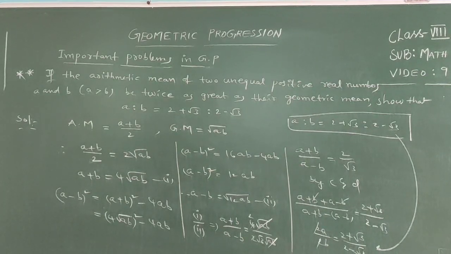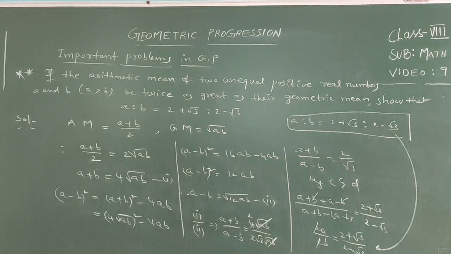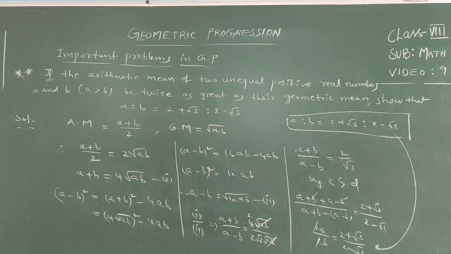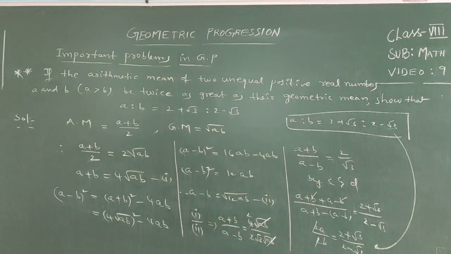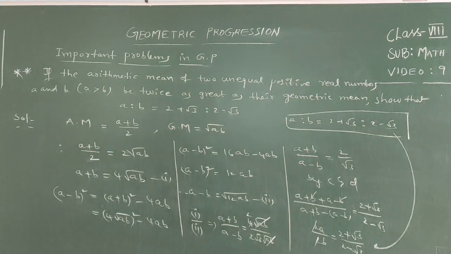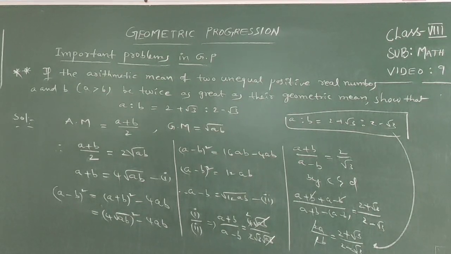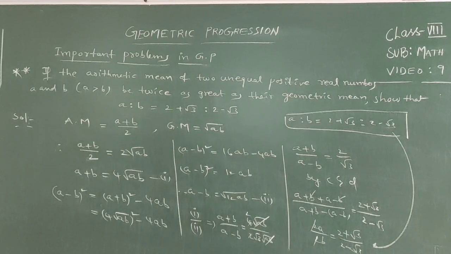Okay, a minus b equal to root over 12ab. Root 12 means root 4 into root 3. Root 4 means 2, so 2 root 3 root ab. Root ab gets cancelled if you divide by 2. So a plus b by a minus b equal to 2 by root 3, we got.